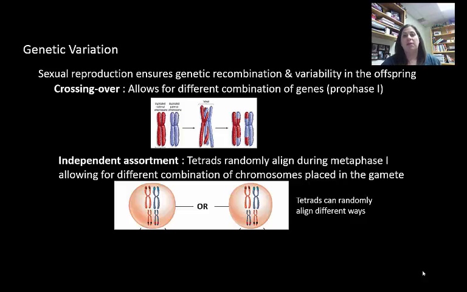And so that's going to be very unique because you may have a dad chromosome, dad chromosome, dad, mom. So they can line up in different ways. And it's going to be different every time they do the process of meiosis.